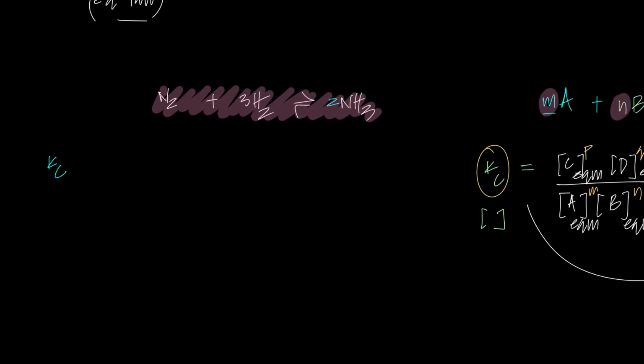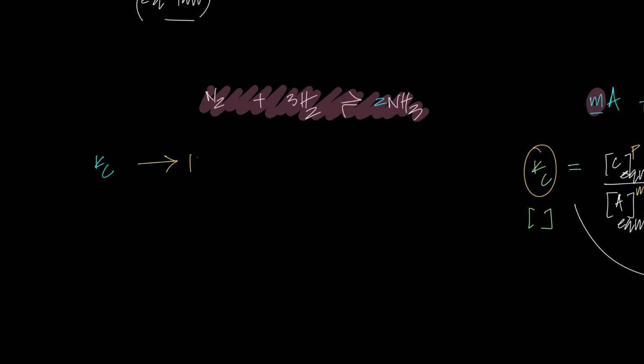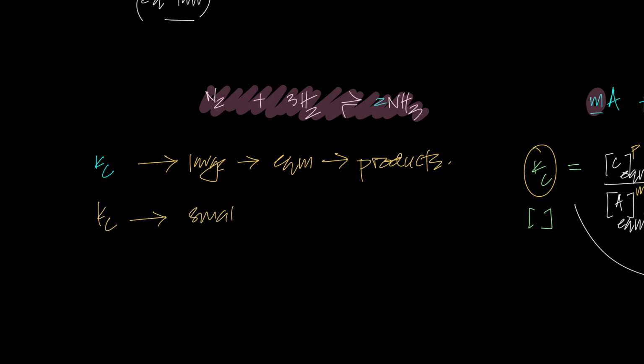So if the equilibrium constant is large, that means the product side is heavier, which means the equilibrium lies to the products, on the product side. And if the Kc value is smaller, that means what? That effectively means that the denominator is heavier, which means what?